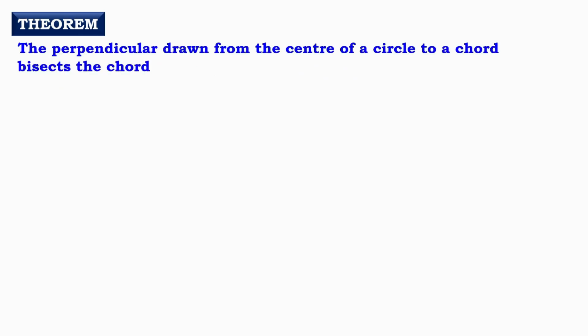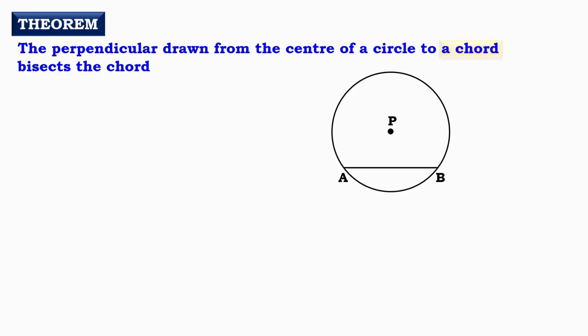Now coming to another theorem: the perpendicular drawn from the center of a circle to a chord bisects the chord. So let us understand the question first. Perpendicular drawn from the center of a circle. So let us first draw the circle and consider the center as P. Now a chord is given, that is AB.